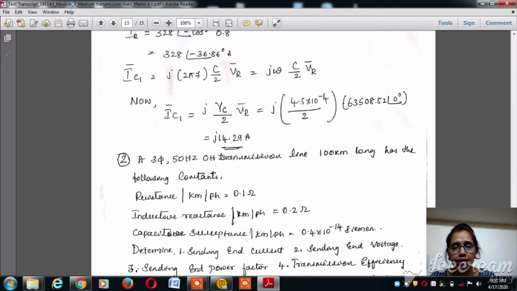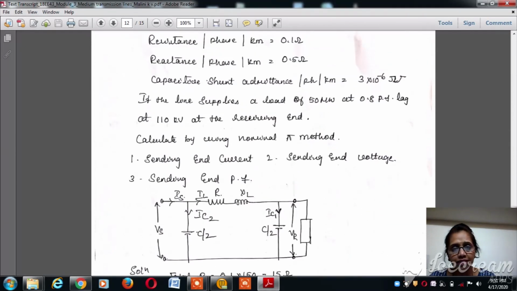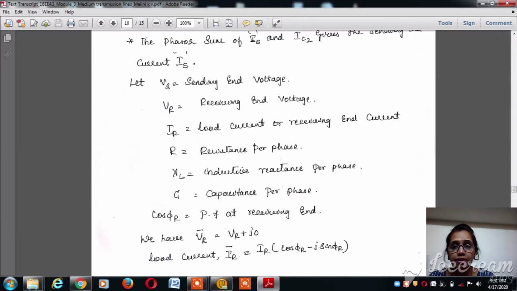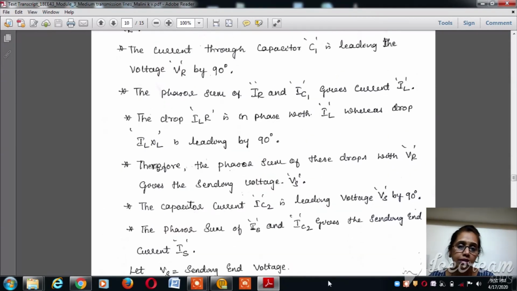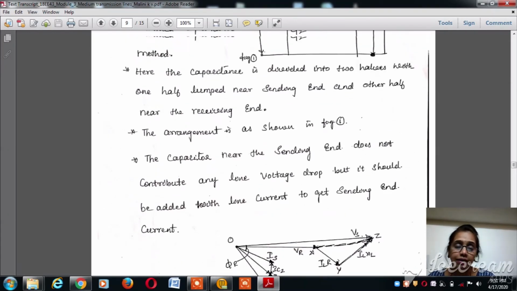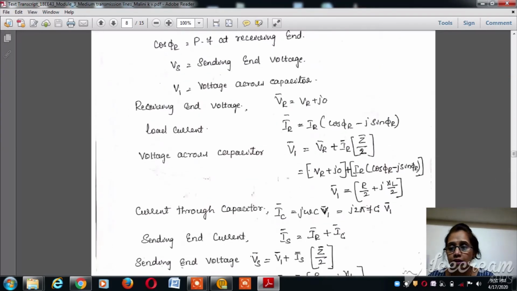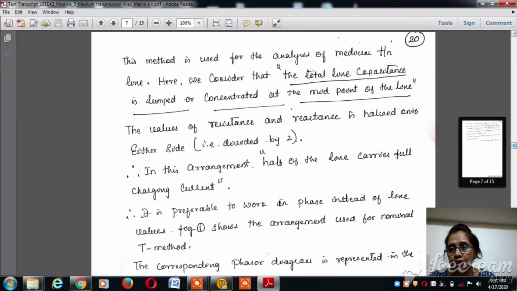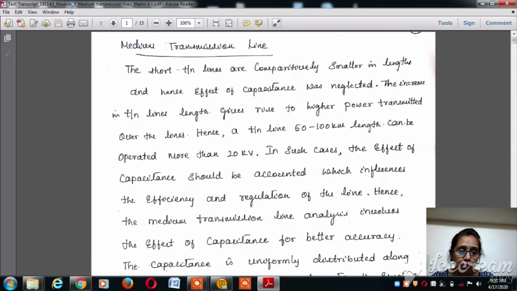We can see that the most important point is that in the end condenser method, the capacitance is overestimated and it is expected to contribute towards correcting the power factor at the receiving end, and that in turn is the disadvantage of this particular assumption method. And with this we will be able to understand the different types of methods of performance analysis, and most importantly that the voltage carrying capacity of the medium transmission line is more than 20 kilovolts, and the length of the transmission line is between 50 to 100 kilometers.